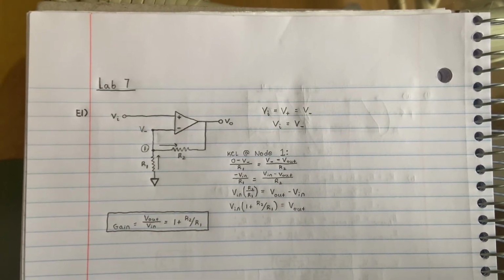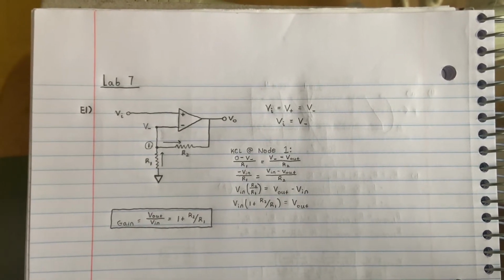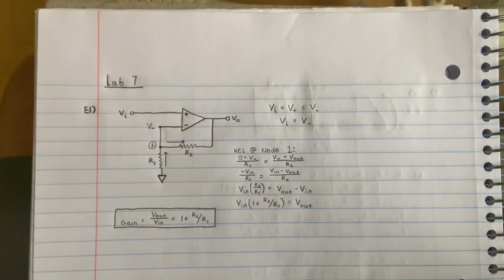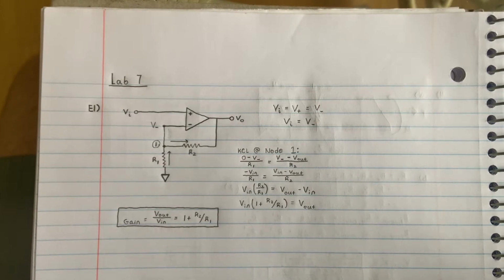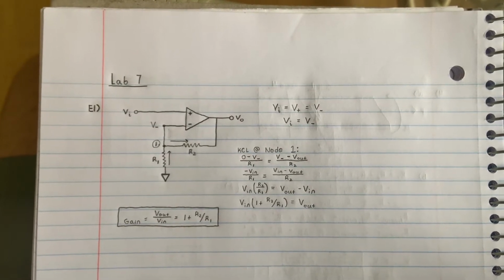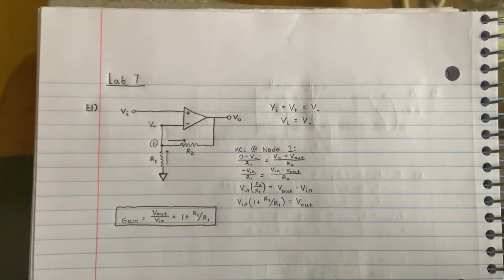Hello, this is Lab 7, Exercise 1. This one asks us to derive the gain of the non-inverting amplifier circuit. So we perform KCL at node 1 and find that the gain equals V out over V in, which equals 1 plus R2 over R1.